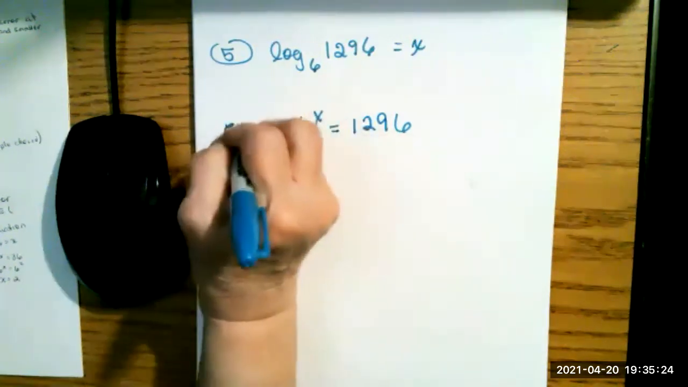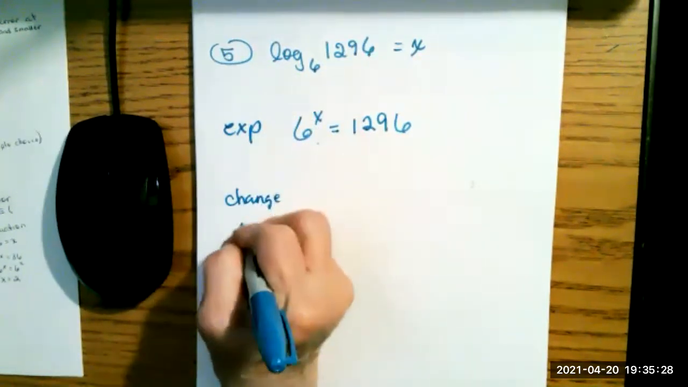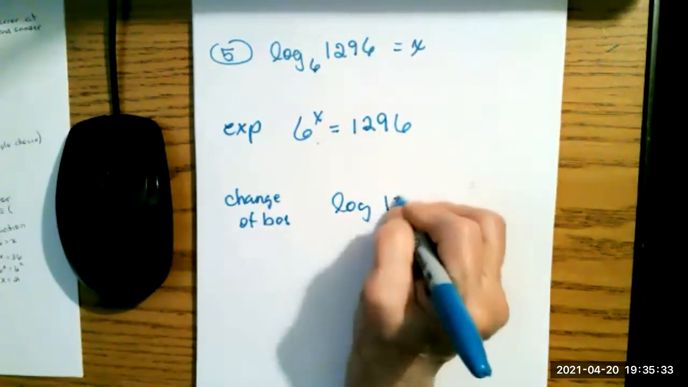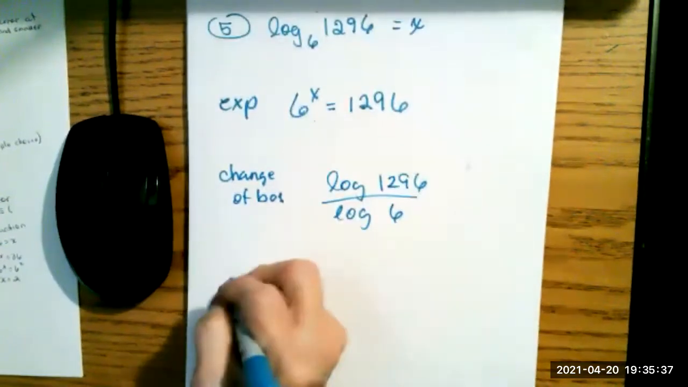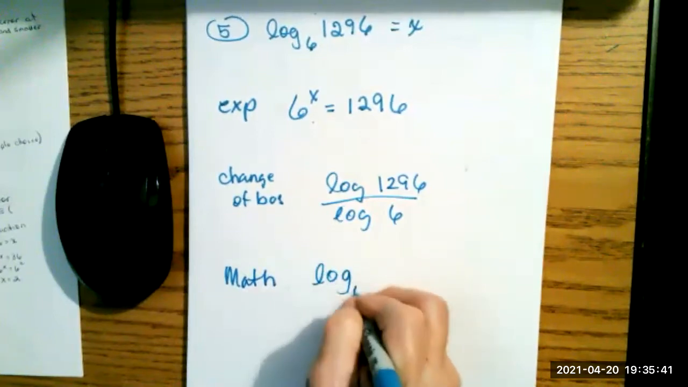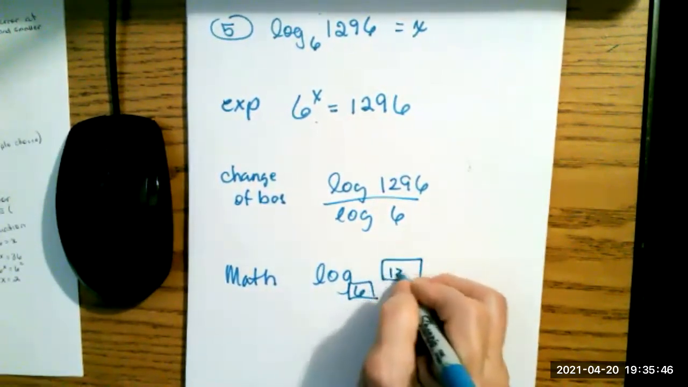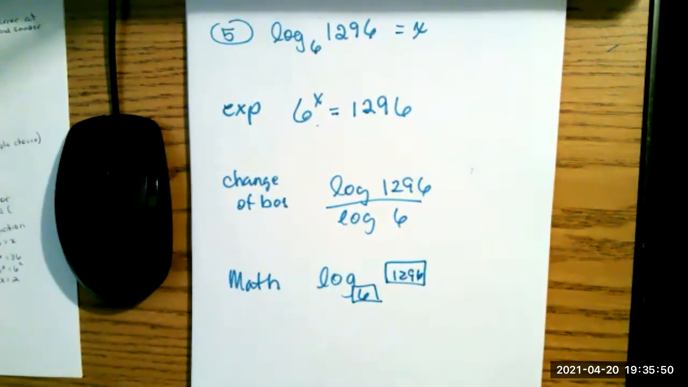This is the exponential way. Change of base is log 1296 over log 6. And the math way is log base 6 of 1296. Okay. Chandra, what'd you get?